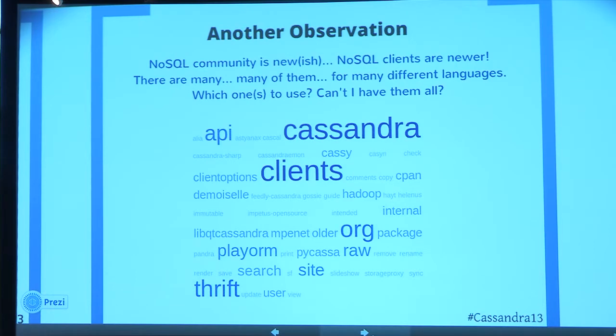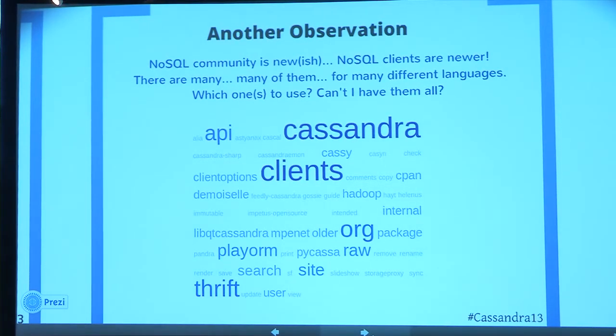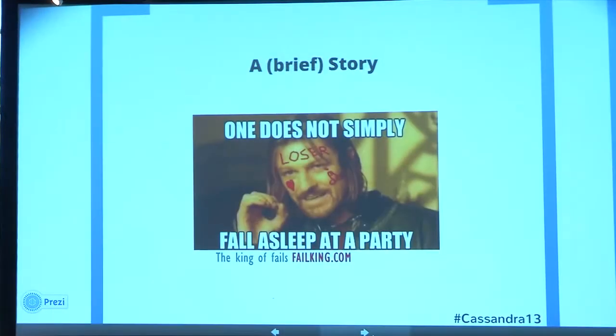An observation: NoSQL is newish. The clients that surround Cassandra are newish as well. Gora's even newer. The tag cloud there is taken from the Cassandra wiki page, and it's obvious that it's not only the Java drivers that are numerous. It's for other languages as well. We're focused on Java, but I'm going to go on and talk about some of the things that we've observed and which have led to this.